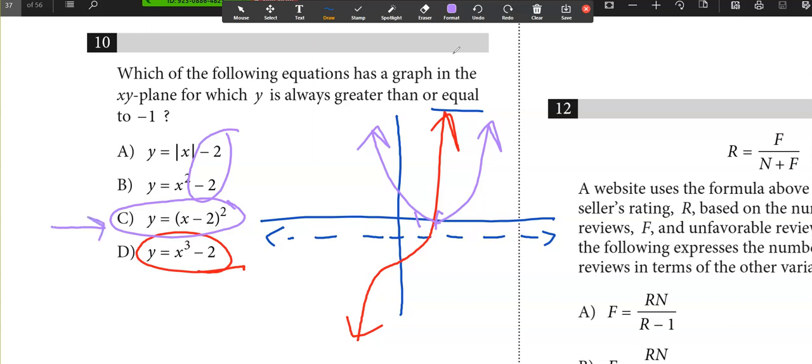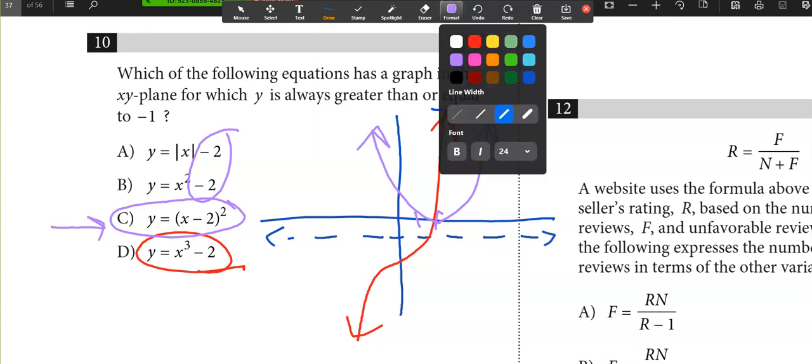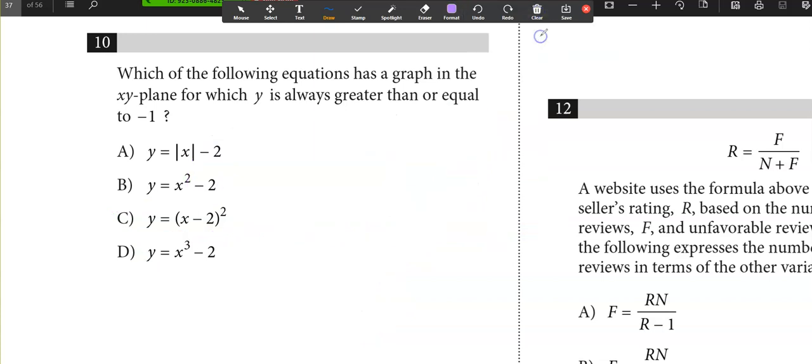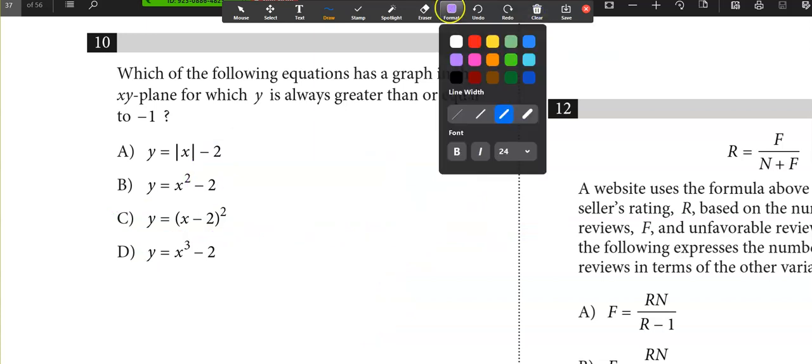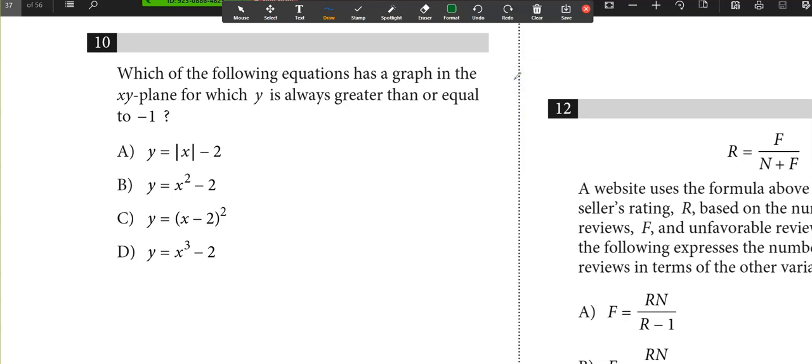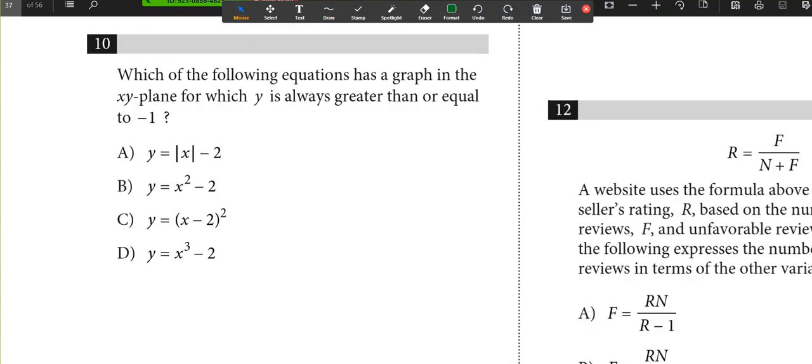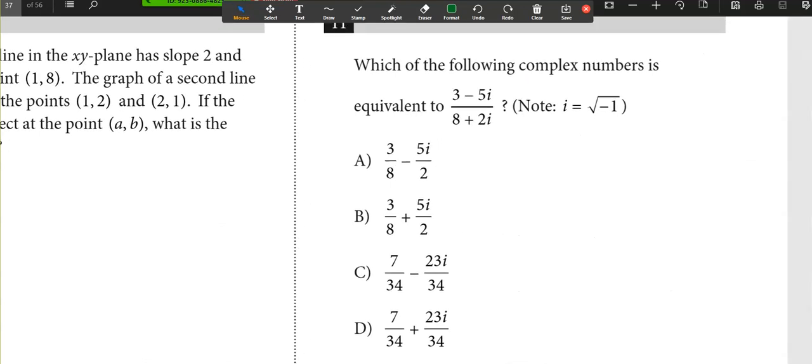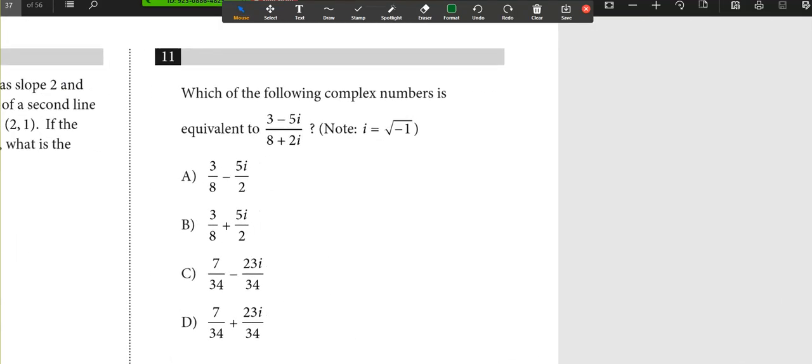Any questions on that? No. Okay. If you've studied Algebra 2 and above, you will have talked about shifting quite a bit. Okay, question 11, one of you asked me about this one.